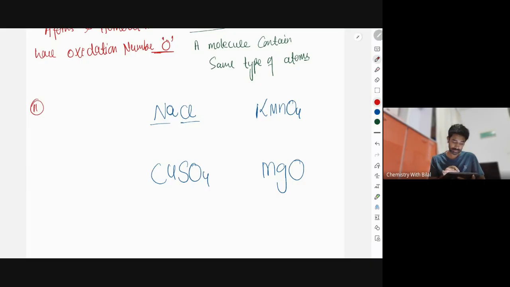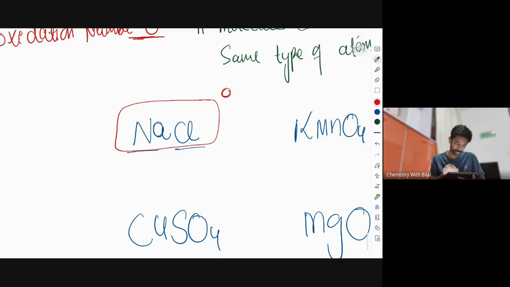Since you see that overall there is no charge on NaCl, NaCl is a neutral compound, so we assume the overall charge as 0. I hope the screen is not frozen. It's visible. Is it visible?